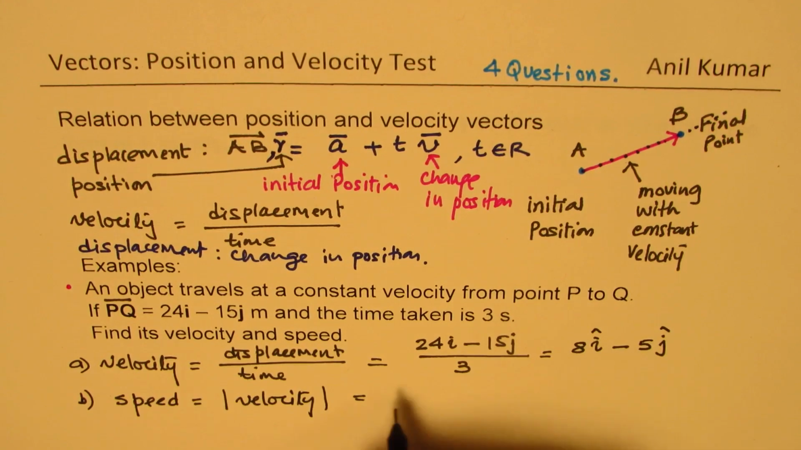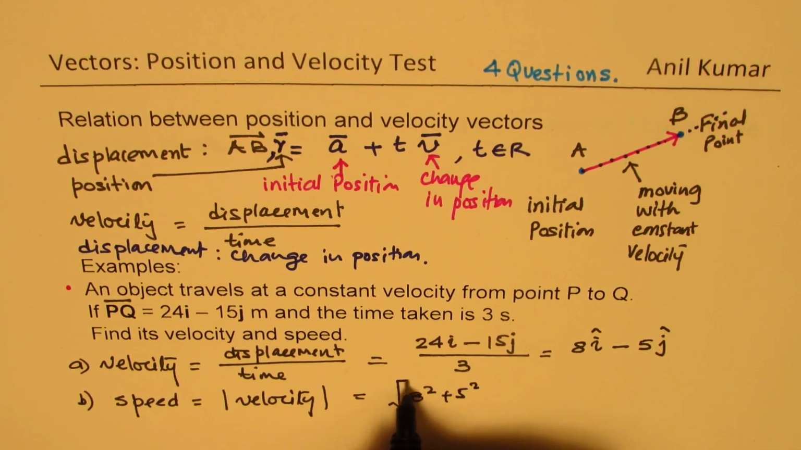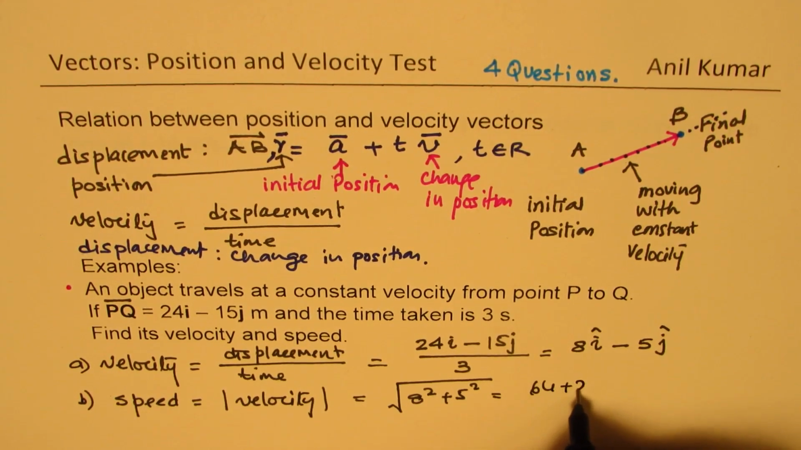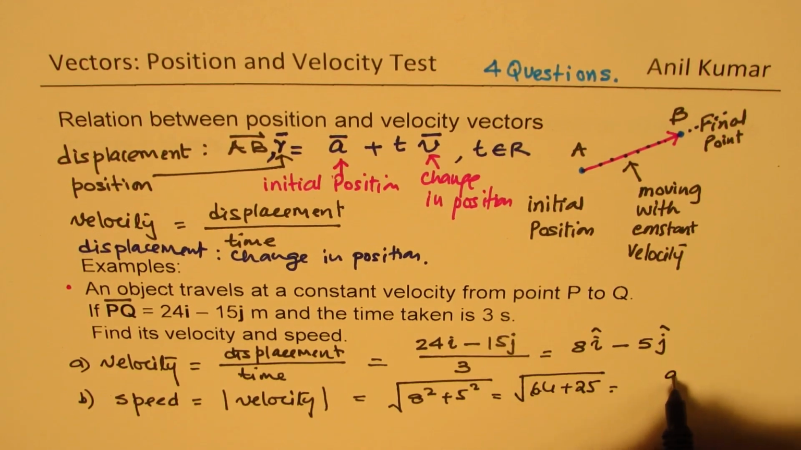So in this case, the magnitude will be the square root of 8 squared plus 5 squared. Correct? So that's how you could find it. So we get the square root of 64 plus 25, so the square root of 89. Correct? So that is going to be the speed.